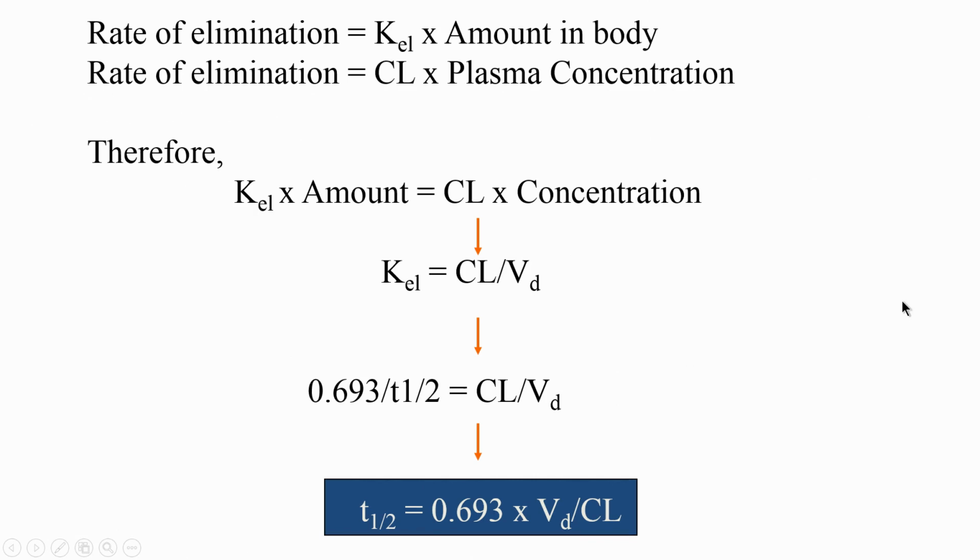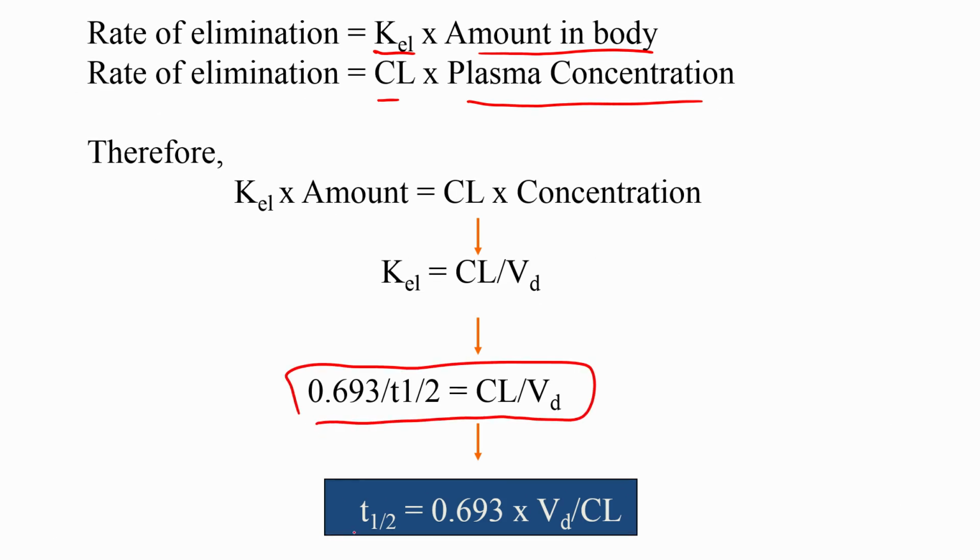So, the rate of elimination is equal to the rate constant k elimination multiplied by the amount in the body, and the rate of elimination is also, as we defined with clearance, clearance multiplied by the plasma concentration. If you equate these two, you get an expression for t half: t half is equal to 0.693 multiplied by Vd divided by the clearance. And remember, Vd is the volume of distribution that we discussed in the last class.